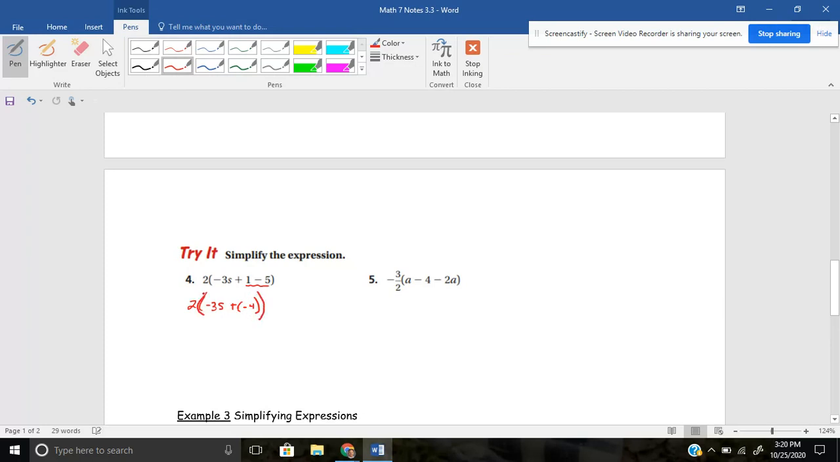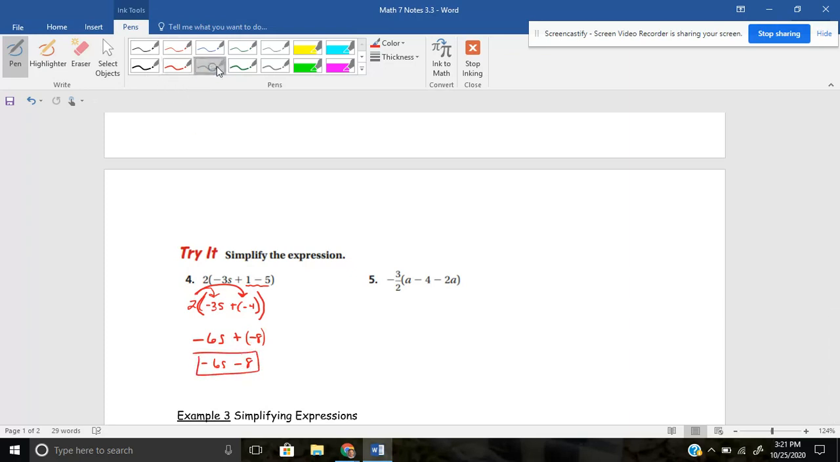Now let's distribute. Again, before I even distribute, what I'm thinking to myself is that I'm taking 2 times everything in here. So I'm just essentially doubling whatever is in my parentheses. So 2 times negative 3s is negative 6s plus 2 times negative 4 is negative 8. Again, that could also be written as negative 6s minus 8. Adding a negative is the same as subtracting.